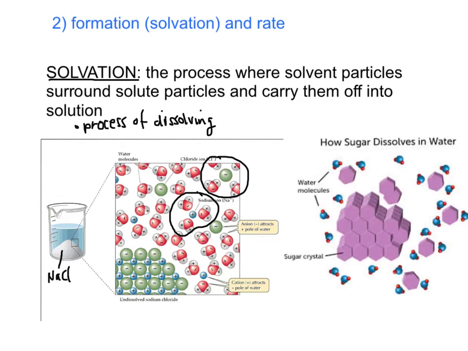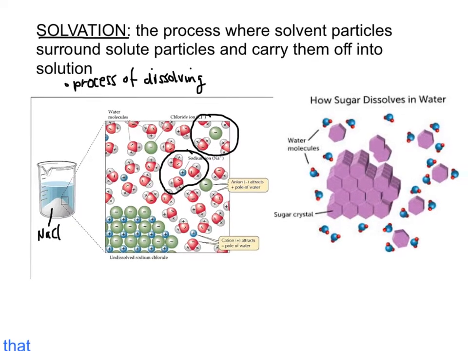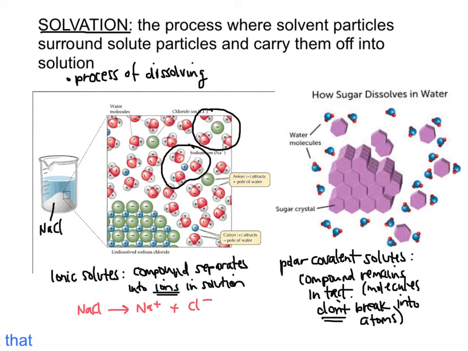For something like sugar, this would be like a sugar molecule. Sugar's not made of ions. And so you'll notice that the molecule itself doesn't actually break apart into carbons, hydrogens, and oxygens. It stays a full molecule, and of course, those molecules will just be plucked off the larger sugar crystal and carried away.